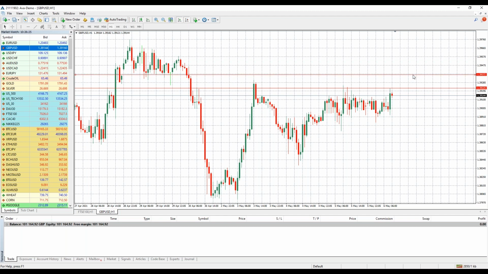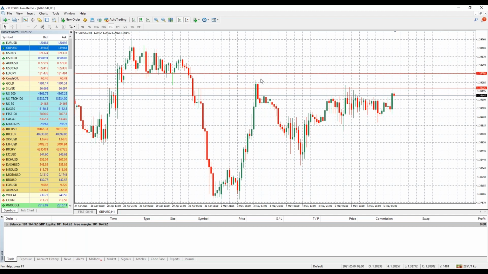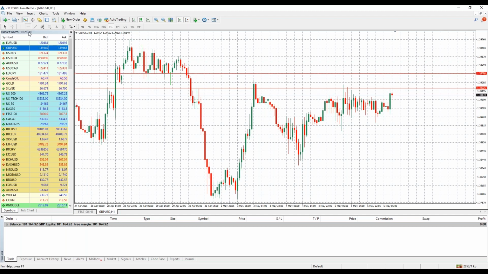Okay, if it breaks this price level, if it breaks this resistance level here, then there must have been good news for the strength of the pound, right?